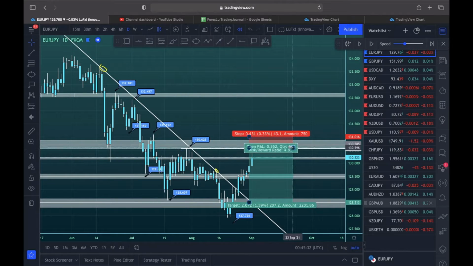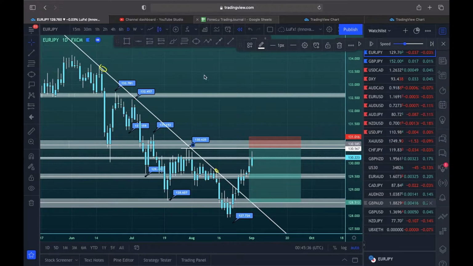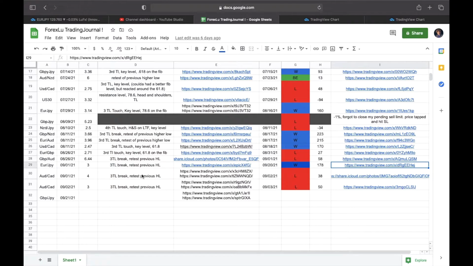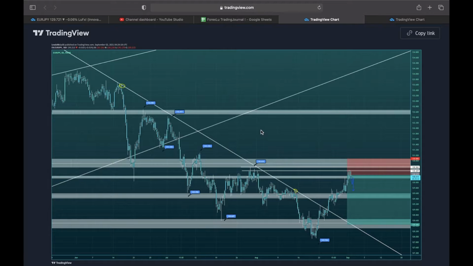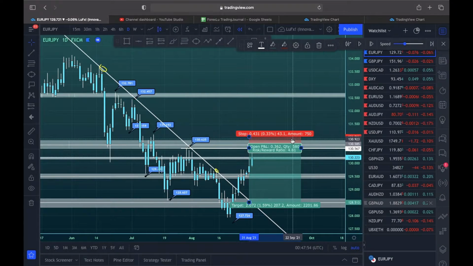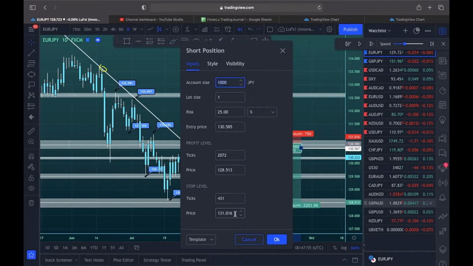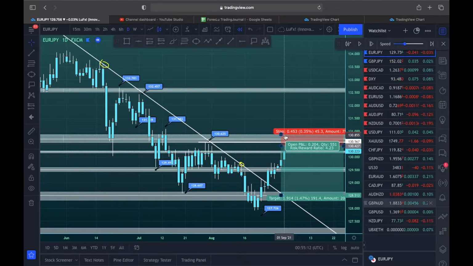So this is what my setup looked like. So I have my take profit there. My stop loss was 130.880. So let's go ahead and add that in. 130.880. So my stop loss was around 130.880.